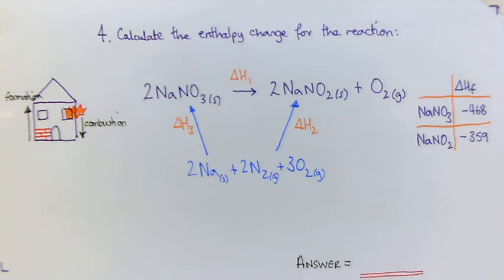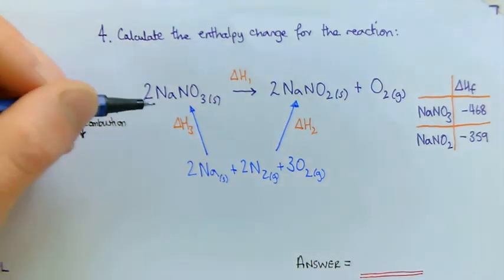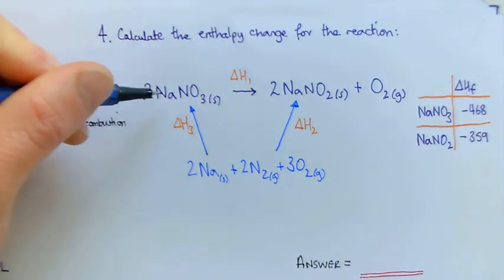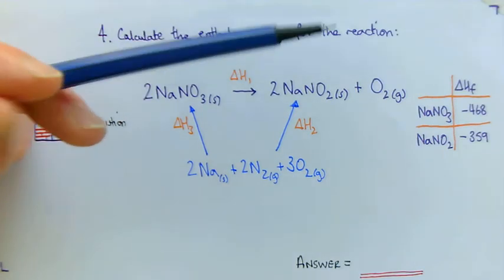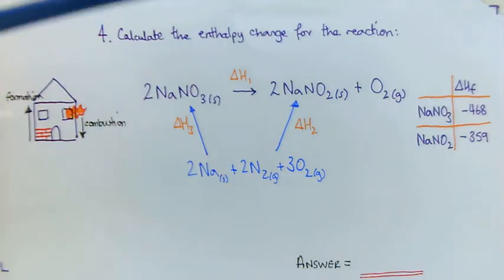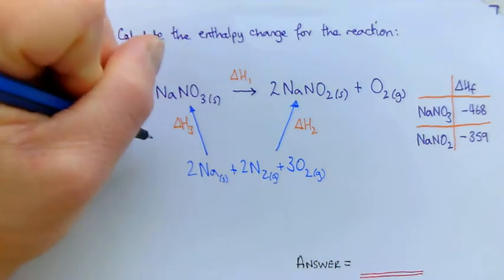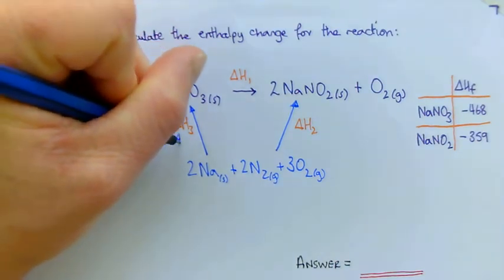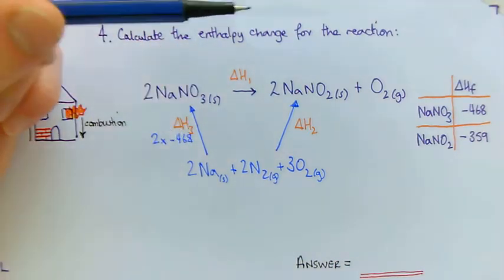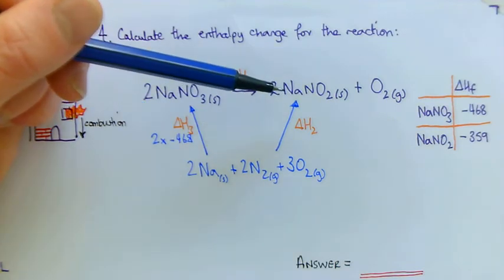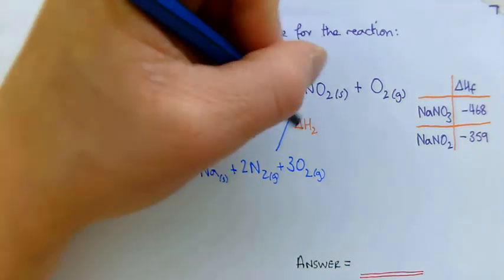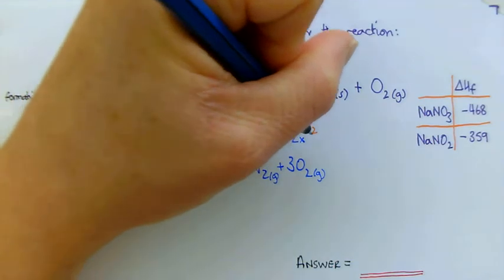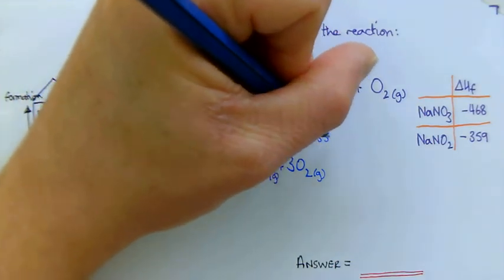So we can see that here the forming of sodium nitrate has this value, minus 468, but there's 2 lots of it, so we could just write 2 times minus 468 here, and over here the formation of sodium nitrite is minus 359, and there's 2 lots of it, so we can do 2 times minus 359 there.